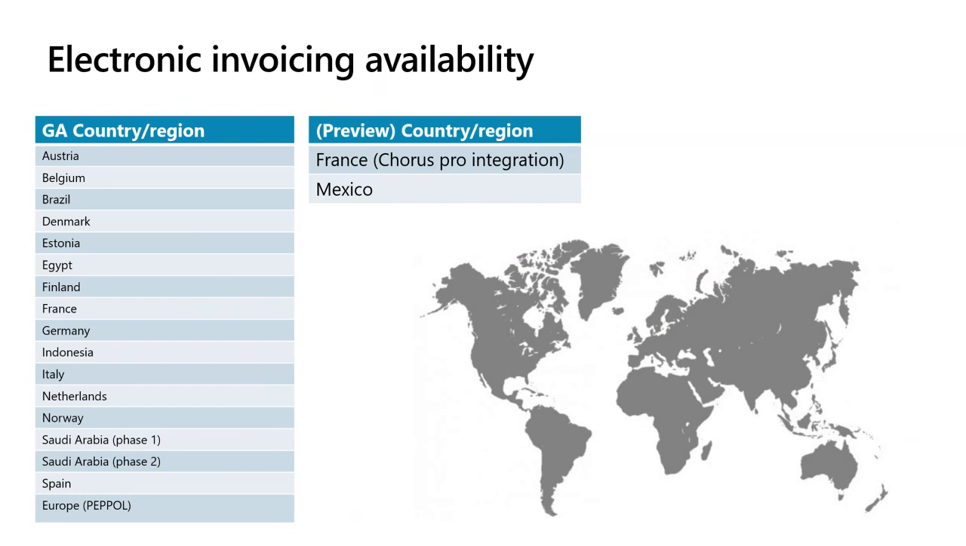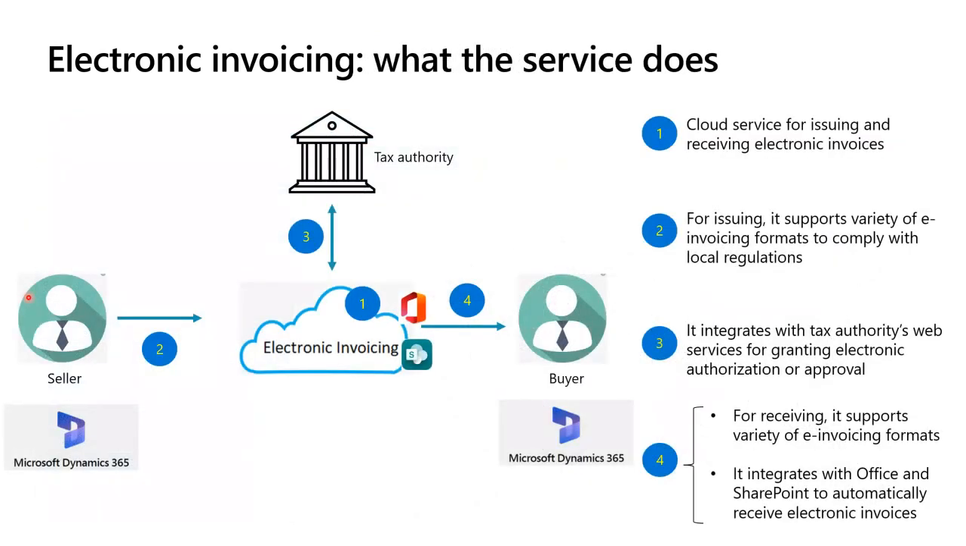So then, what does the service do? First, it's a cloud service for issuing and receiving electronic invoices. Here, it's worth mentioning that electronic invoicing is available only for cloud installation. It's not available for on-prem. On the issuing side, it supports a variety of invoicing formats to comply with local regulations.